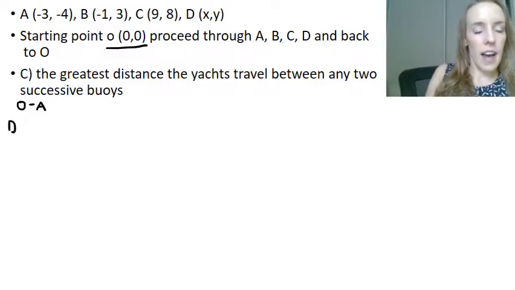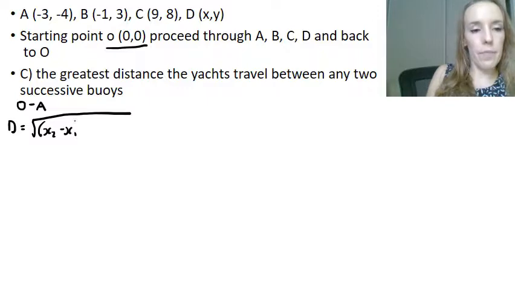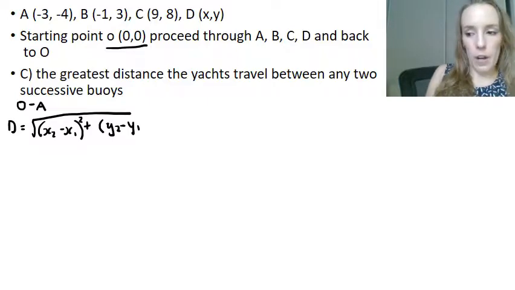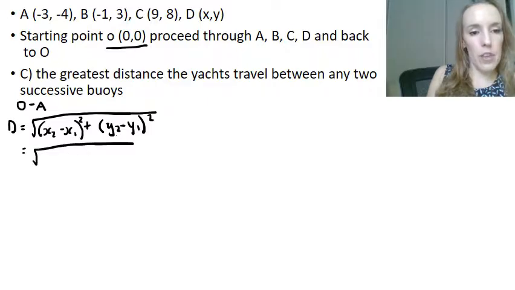So our distance is going to be equal to the square root of (x2 take x1) squared plus (y2 take y1) squared. Okay, so then we're just going to fill in our values there. So the square root of, x2 is -3, so -3 take x1, which is 0, squared, plus y2, which is -4, take 0 squared.